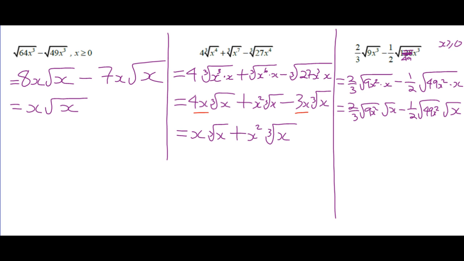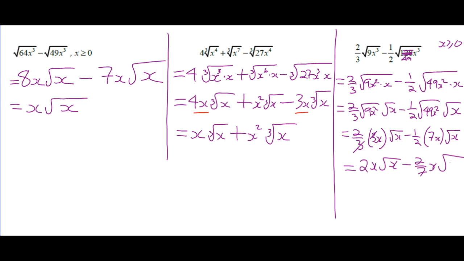So then the next line would be: the square root of 9x squared is 3x, and we've got a root x. Minus 1/2, the square root of 49x squared is 7x, and then we've got a root x. So the 3's cancel there, and we get 2x root x minus 2/7 x root x.